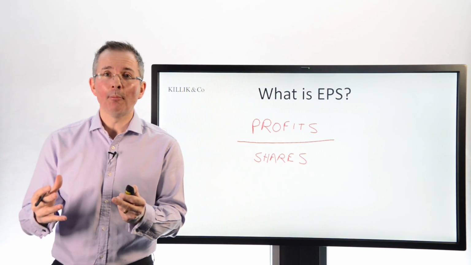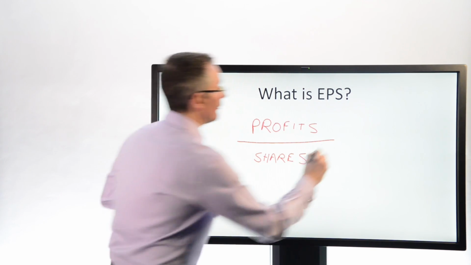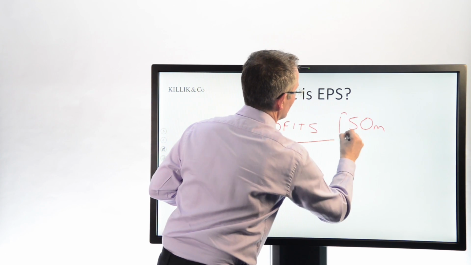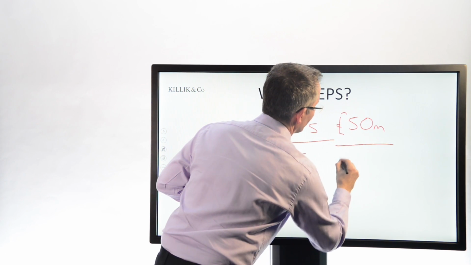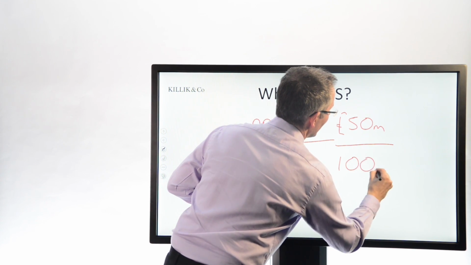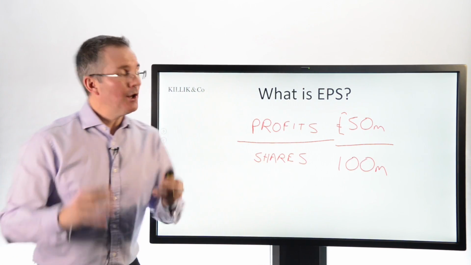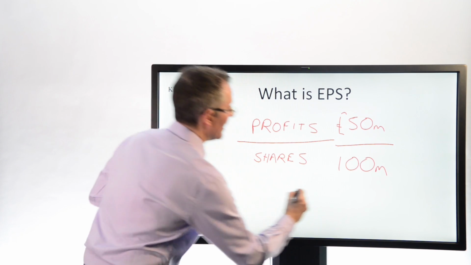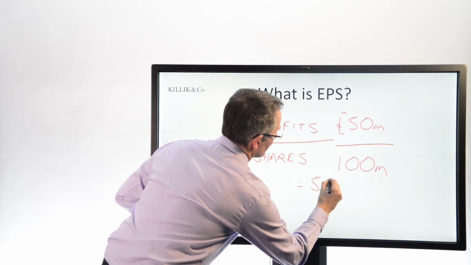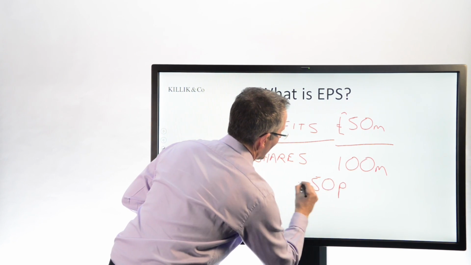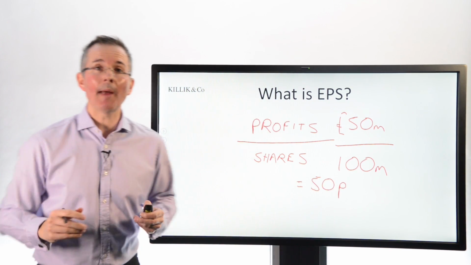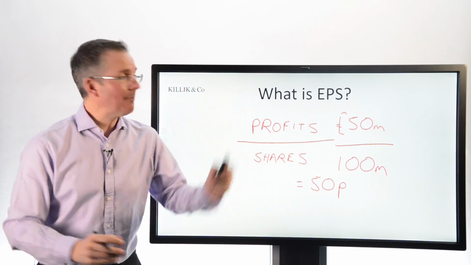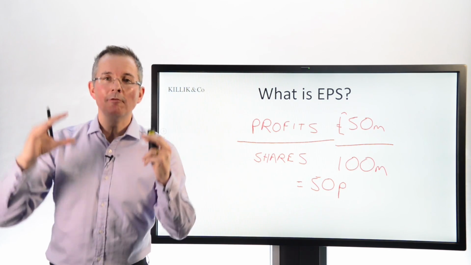So, very quick example, if a company had made, let's say, £50 million of profit in 1 year, not bad going, and it's got 100 million shares in issue, then earnings per share, often expressed in pence, is just 50p. £0.50 or 50p. So, very quick guide to earnings per share. More about it in future videos, but it's simply the profit for 1 year divided by the number of shares in issue.